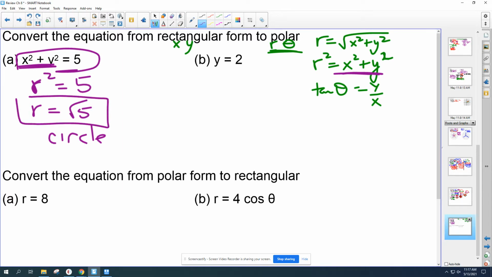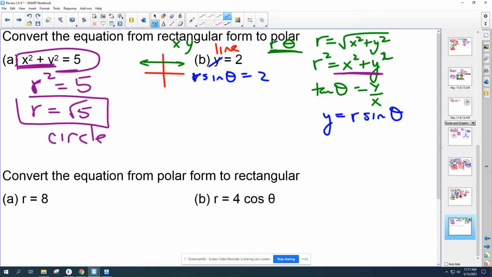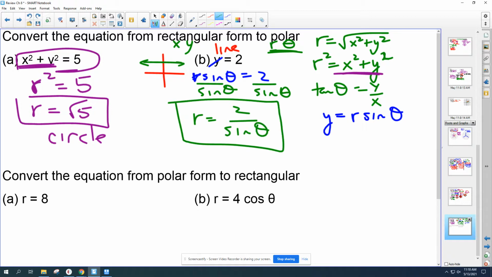So then the next one, y equals 2. Obviously, y equals 2 is a line. Go back to algebra class. It's a line that looks like this, right? That's a line. But if they want polar form, then we've got to get an r and a theta in there. Well, we've got a y, so we know an equation for y is r sine theta. So if r sine theta equals 2, let's isolate the r. R equals 2 over sine theta. That's the equation of a line.